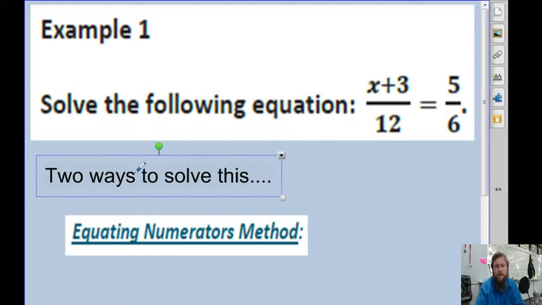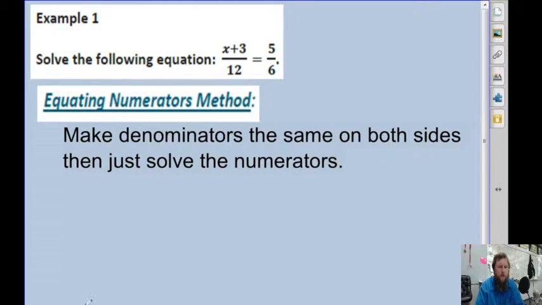The first method to solve this equation we're going to call the equating numerators method. And what does that mean? In equating numerators, we're going to make the denominators the same on both sides and then just solve for the numerators. So make the bottom the same, basically by an LCM, or least common multiple, and then just solve for the tops. So let's do this.